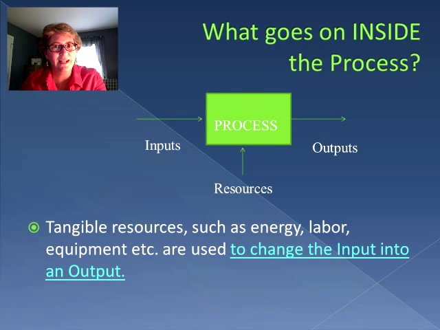But what goes on inside that process? We actually have to make that transformation happen. And in that transformation, we have to apply things such as energy, labor, equipment. These are used to make that transformation happen. These are tangible resources, and so we're taking an input, applying resources to them to create the output.